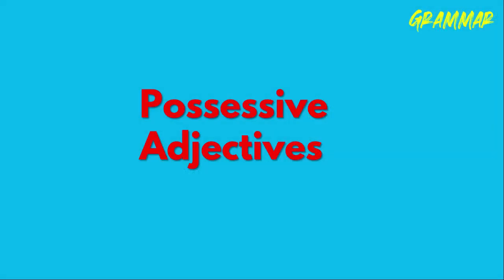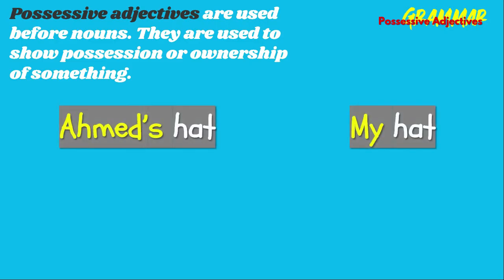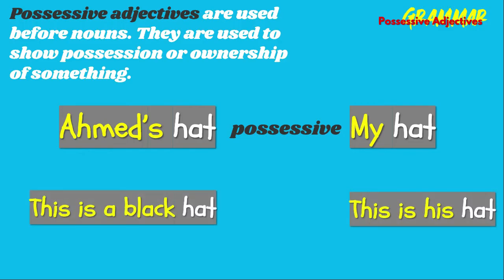Now we look at possessive adjectives. Possessive adjectives are used before nouns. They are used to show possession or ownership of something. So if we look at these boxes in front of you, the first one is Ahmed's hat, and then we have my hat. What do they have in common? Ahmed's hat, my hat. Yes, they are both possessive. Ahmed's hat, he owns the hat. My hat, I own the hat. Possessive.